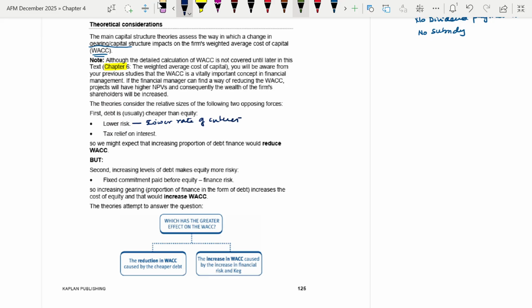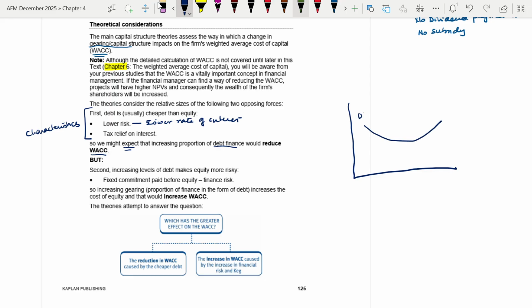These are the characteristics. So we might expect that increasing the proportion of debt finance will reduce the debt. We might expect. See the thing, I am putting that one. Okay. Again, I am putting that one. This is what it says.